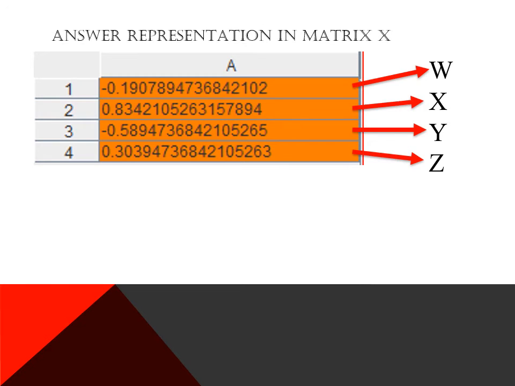The X matrix cannot be edited. This is where the values of the variables that satisfy the system of equations will appear. Row 1 contains the value of W that satisfies the system of equations. In the same way, rows 2, 3, and 4 contain the values of variables X, Y, and Z that satisfy the system of equations, respectively.